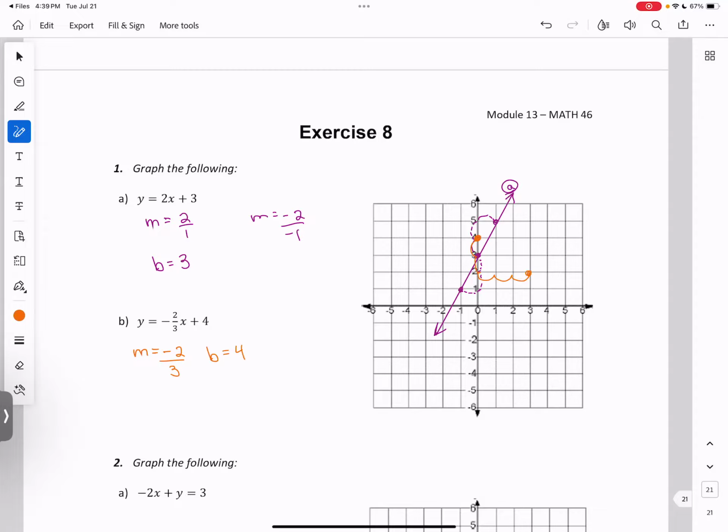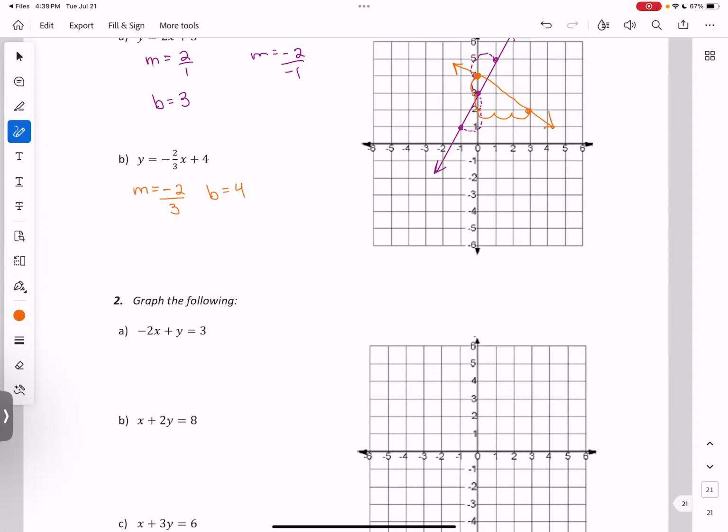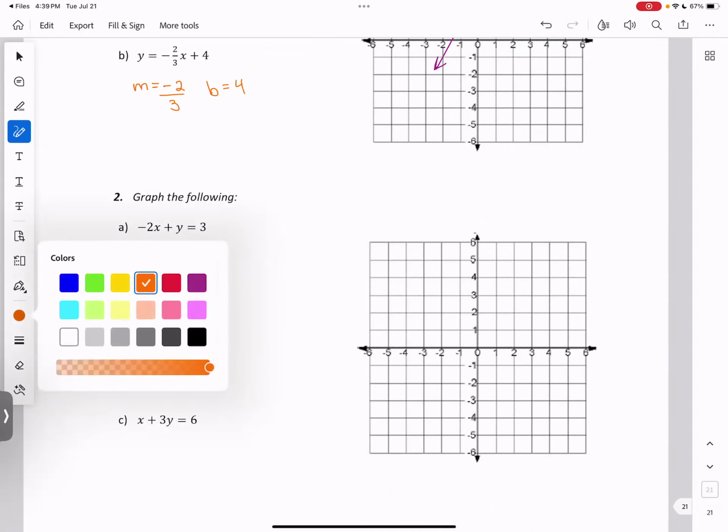And that gives me my 2 points, and I can draw my line. Hopefully my iPad will correct that. No, it won't. Okay, but you know that you would draw that with a ruler, so it looks prettier than mine. All right, these next ones we do have to solve for y first.